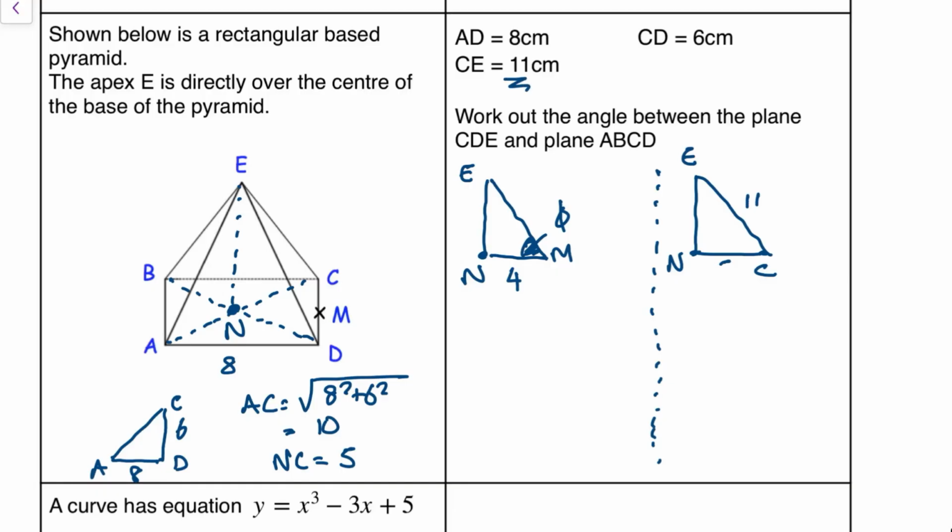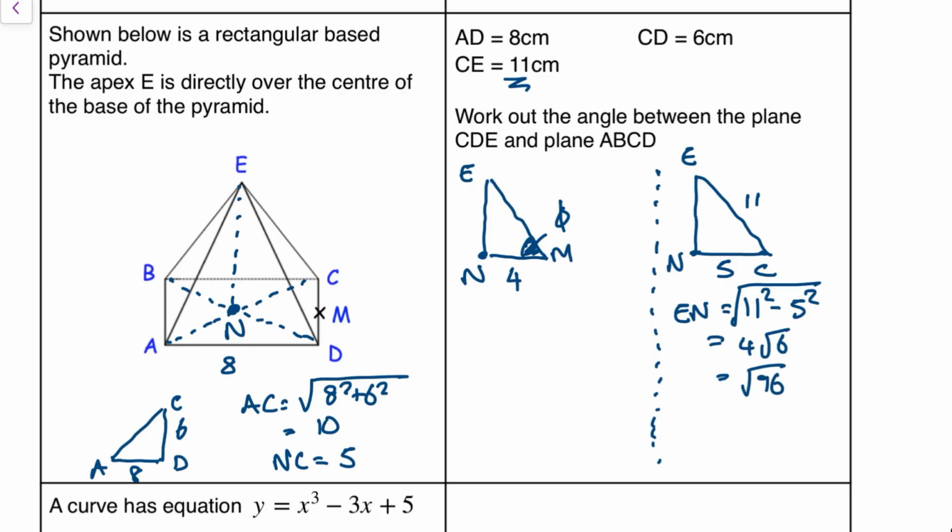I've worked out NC is 5, which means that EN, which is the thing that I need for my original triangle, is going to be the square root of 11 squared minus 5 squared. This isn't a nice number: 121 minus 25, which the calculator tells me is 4 root 6, which is the same as root 96, since 16 times 6 is 96.